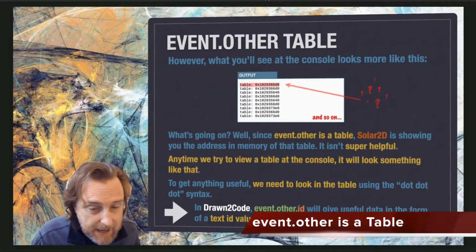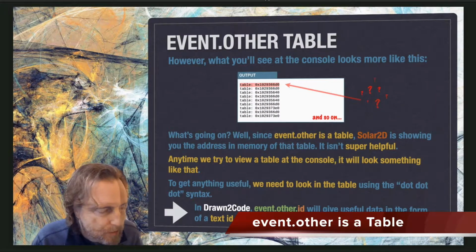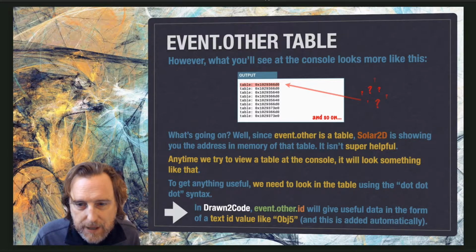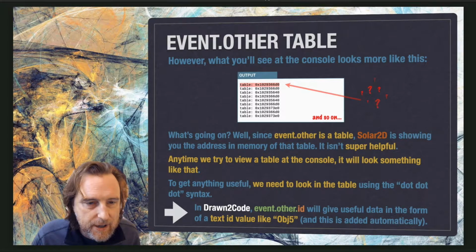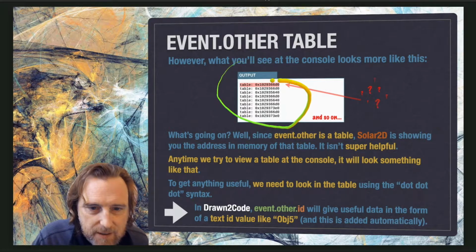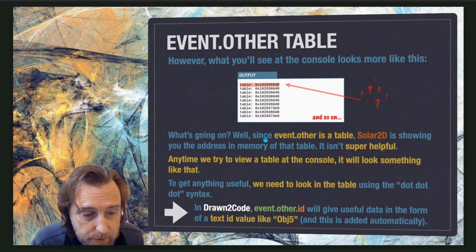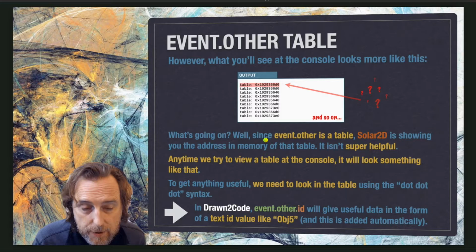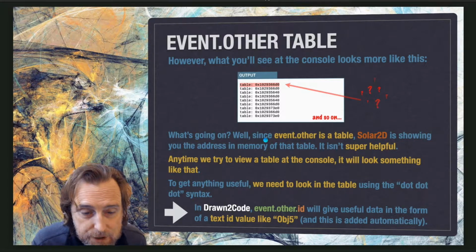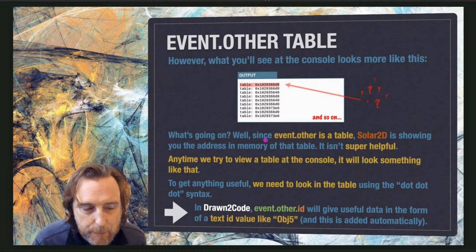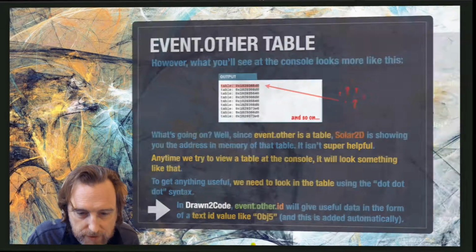If you're coding this by hand, the event.other table by itself isn't all that helpful, because if you tried to look at event.other in the console directly, you get output like this, which doesn't make a ton of sense and isn't super helpful. You want to have information about what you hit, at least the object ID. And even better, if you've named it, we'd like to see it say, for instance, the ground.